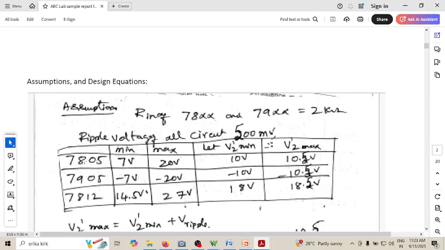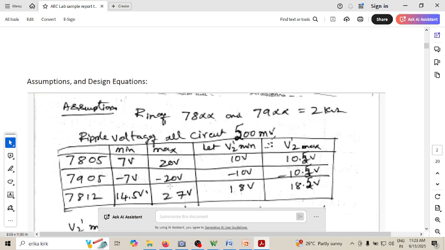So meaning to get a constant 5 volt you require a minimum of 7 volt and a maximum of 20 volt. Of course, to have this 7 volt minimum, we are having an input voltage of minimum 10 volt, which is more than 7 but less than 20. And you can see this should be more than 7, and V2 dash max should be less than 20. So we are ensuring that it is coming within the band.